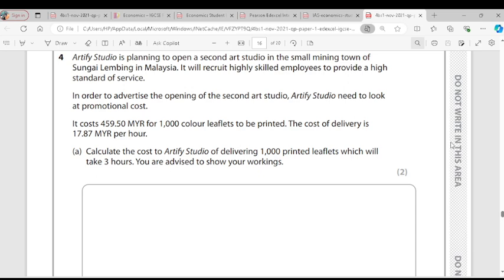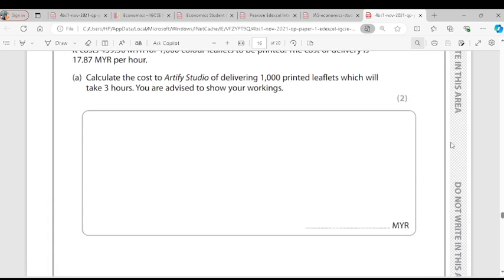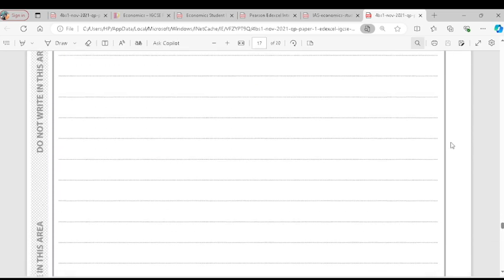513.11. That's called question 1A. Go to question 1B. Question 4A, question 4B.